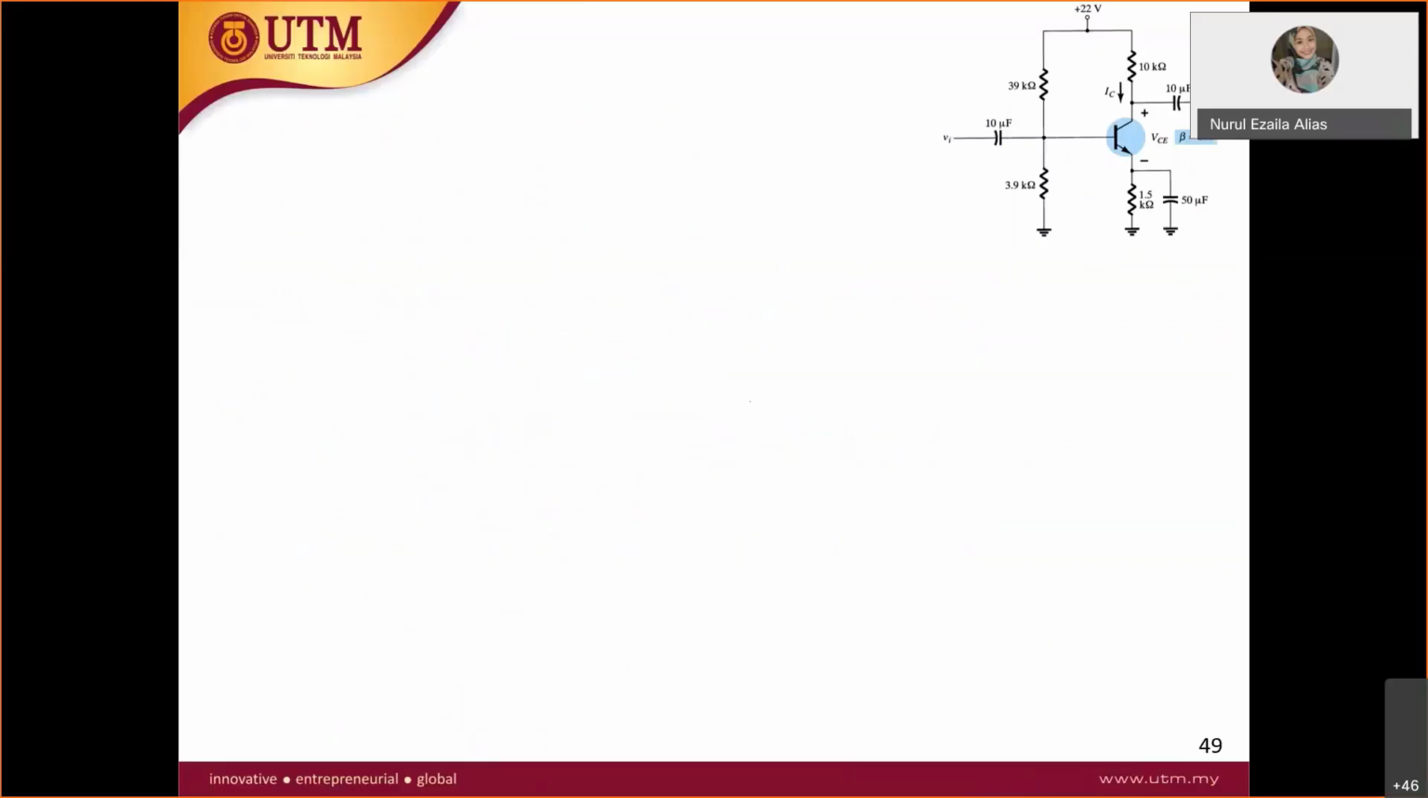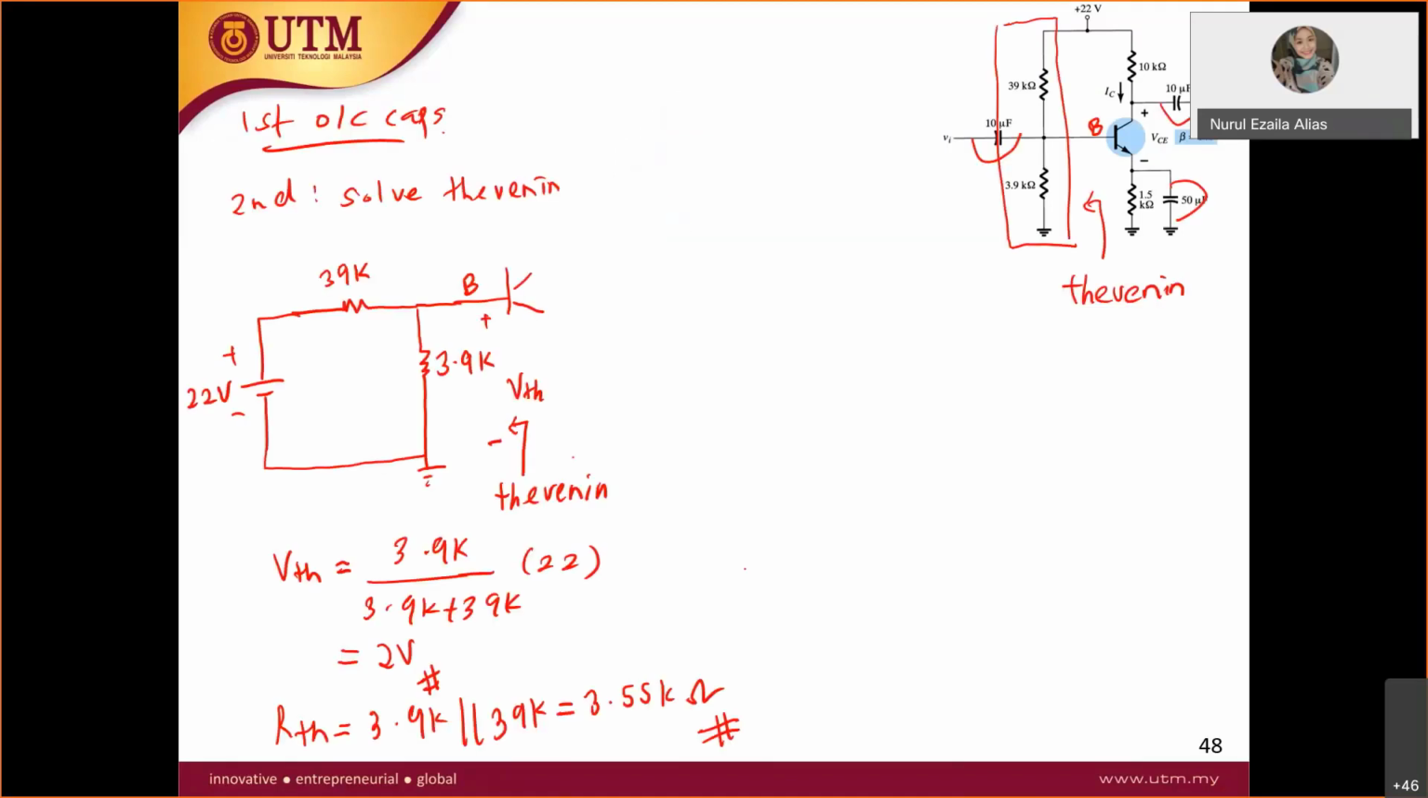Okay, so now let's draw the input part and output part. So now this will become like this. I want to draw my circuit like this. So this is your base, collector, emitter. At the base right now, there is no longer R1 and R2, no longer this resistor and this resistor. These two resistors have been simplified to R Thevenin and V Thevenin.